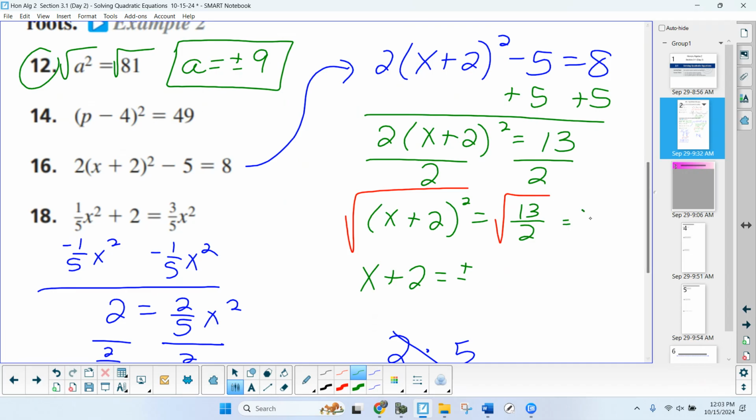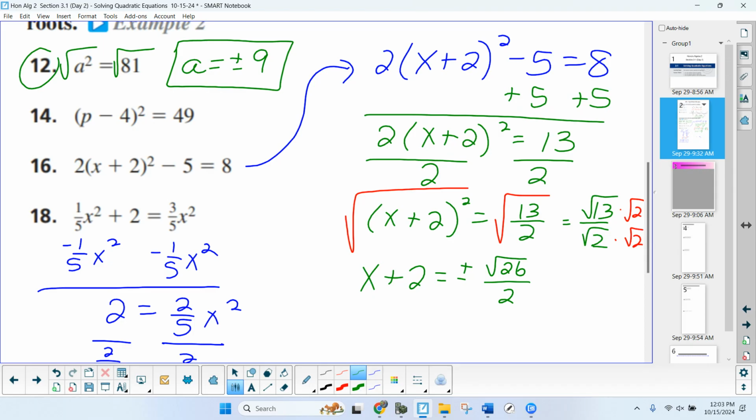And remember, this is the same as the square root of 13 over the square root of 2. Can I have a square root of 2 in the denominator? No. So what are you going to do to undo that? Multiply by square root of 2. And what do you get in the numerator? Square root of 26 over 2. Can I break out square root of 26 into any perfect squares? No.